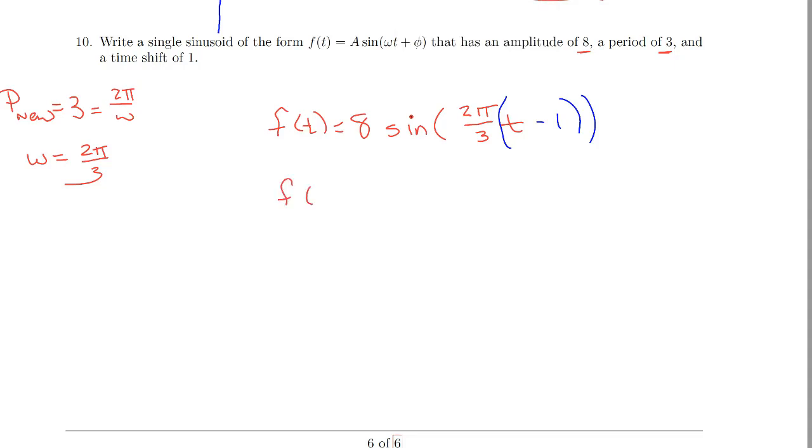I have f of t is equal to 8 sine of 2 pi over 3 times (t minus 1). If they want it in this form, then I have to distribute it: minus 2 pi over 3.